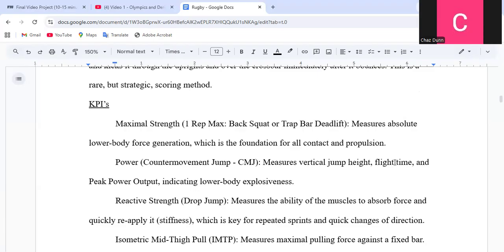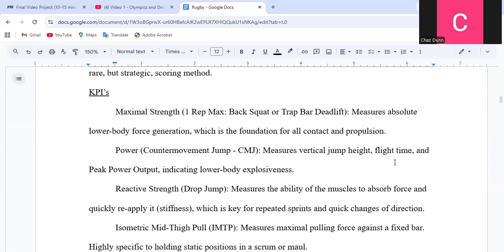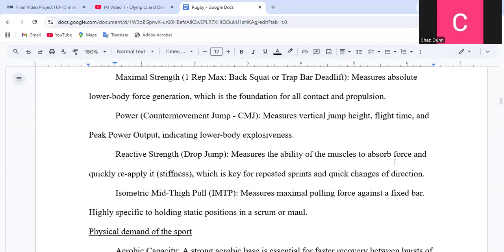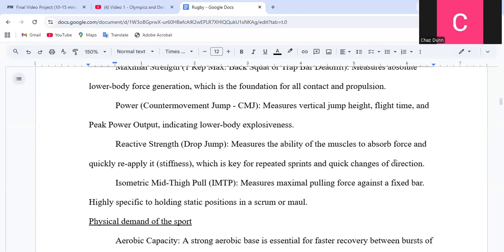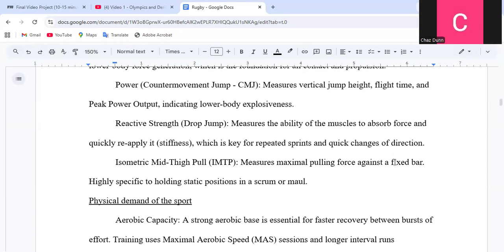The countermovement jump is a good example of training for the sport. It measures vertical jump height, flight time, and peak power output, indicating lower body explosiveness. You have reactive strength that measures the ability of the muscles to absorb force and quickly reapply it, which is key for repeated sprints and quick changes of direction. You also have isometric mid-thigh pull. This measures maximal pulling force against a fixed bar, specific to holding static positions in a scrum or a maul.